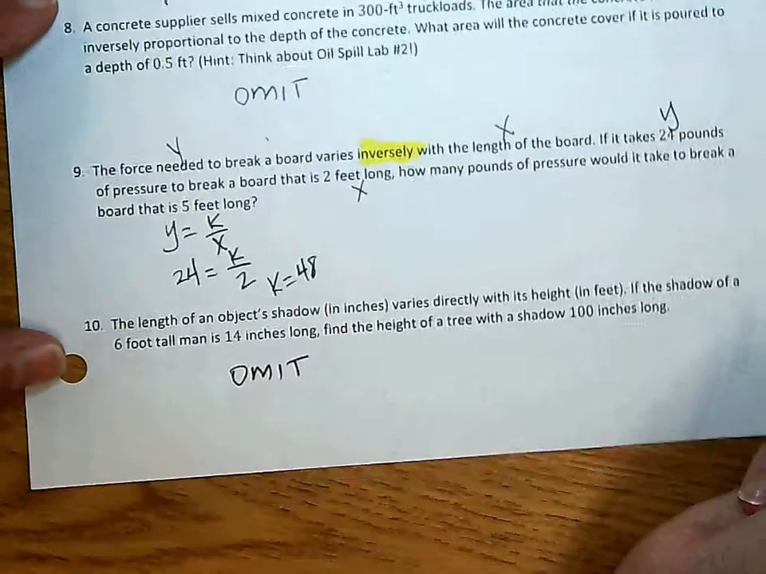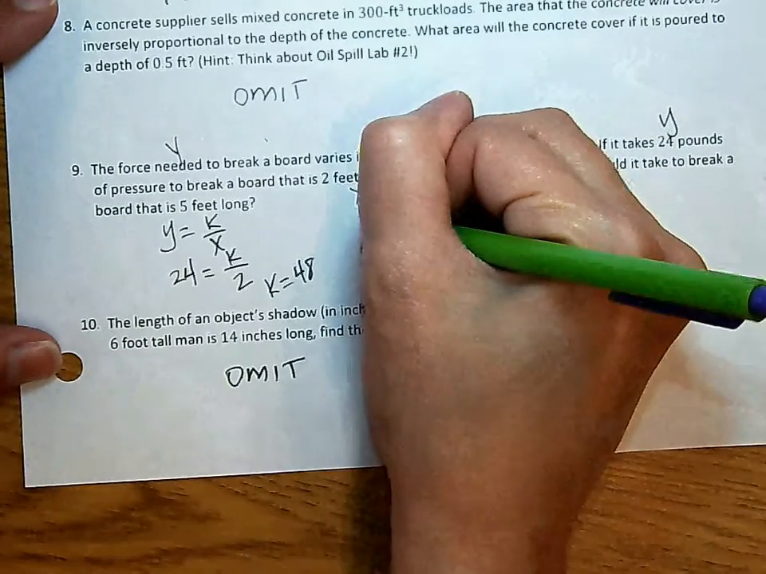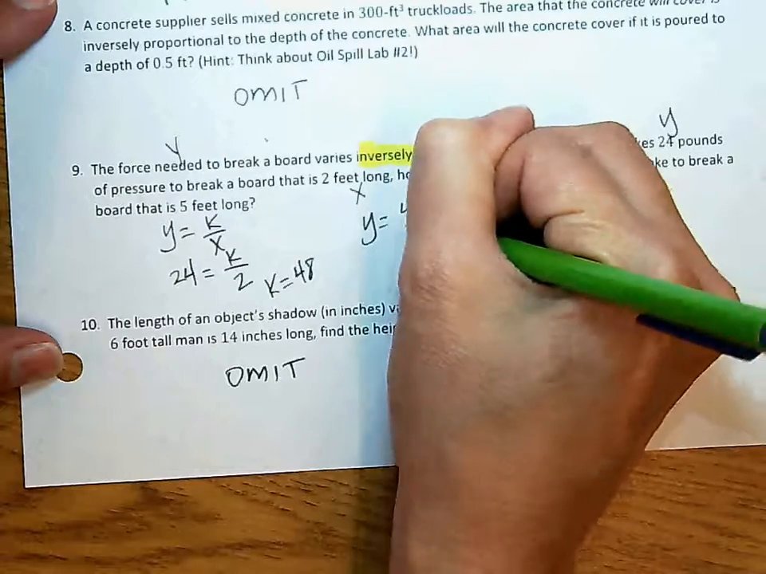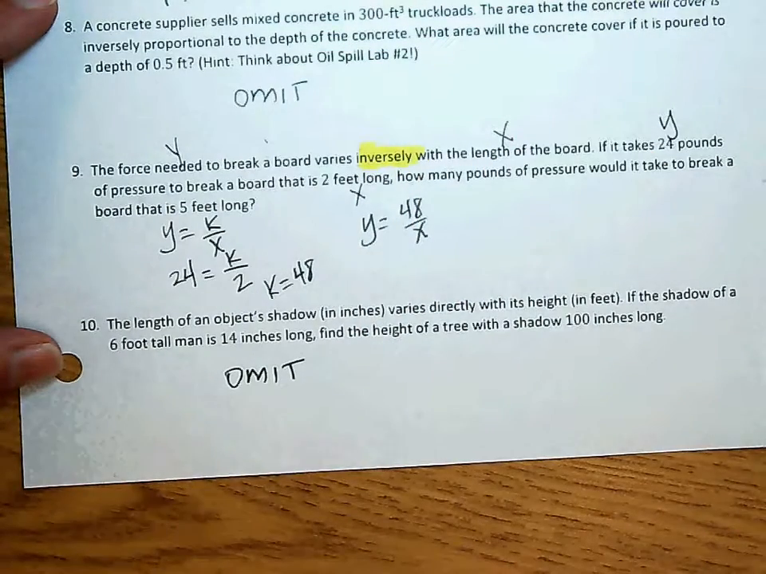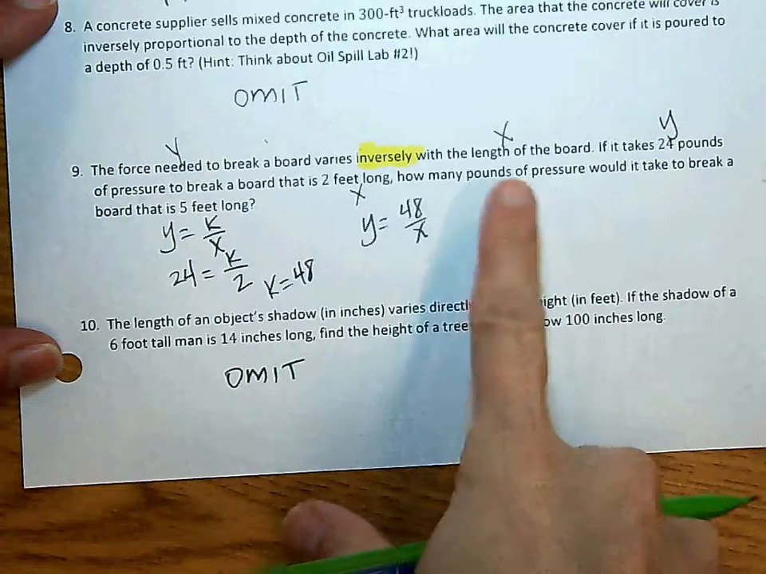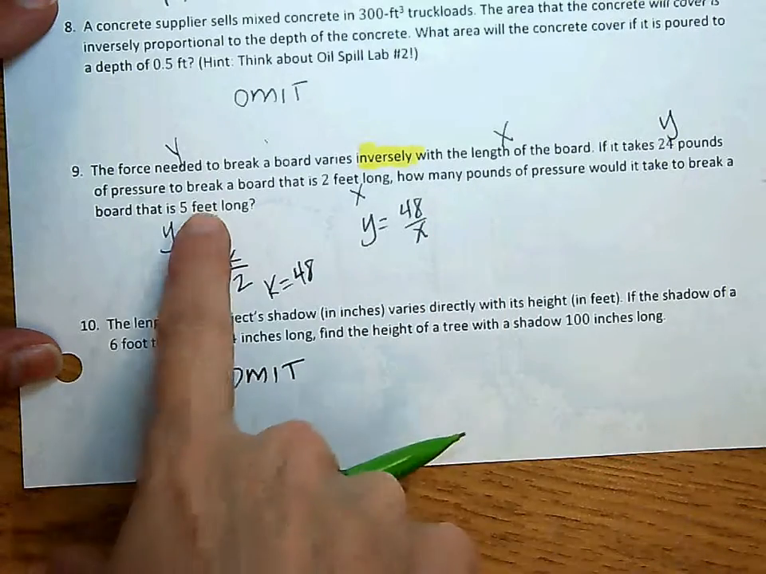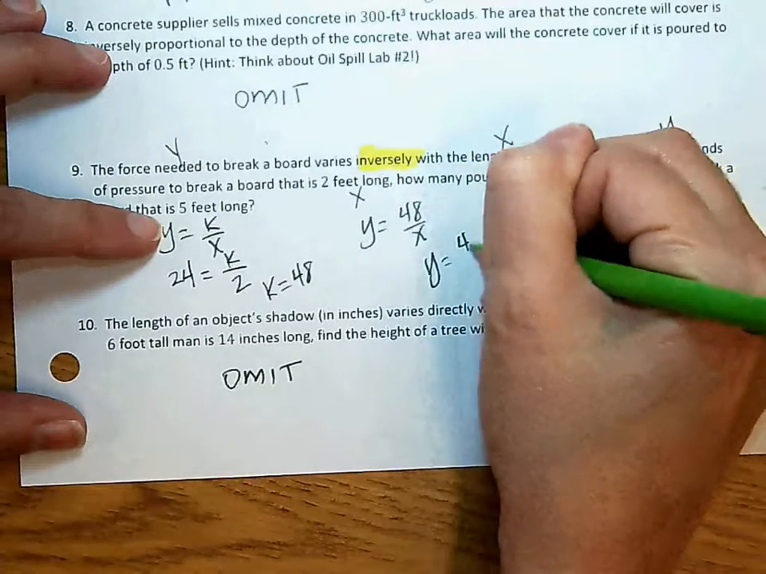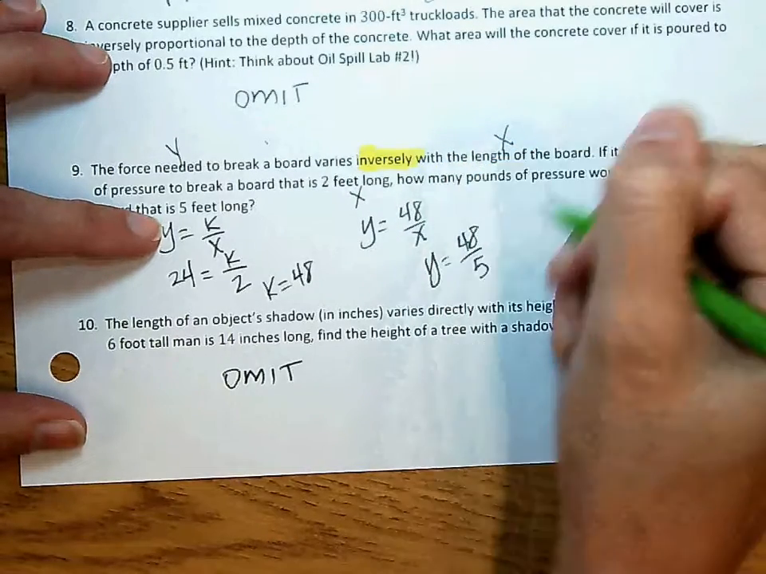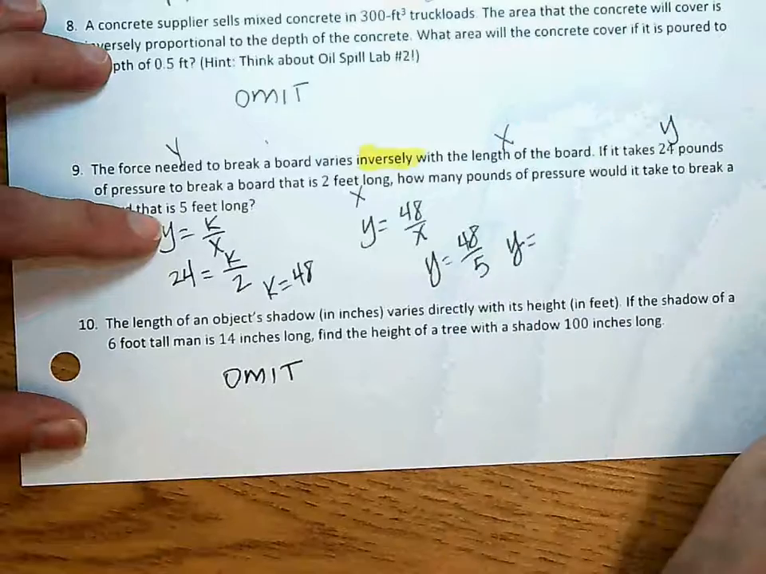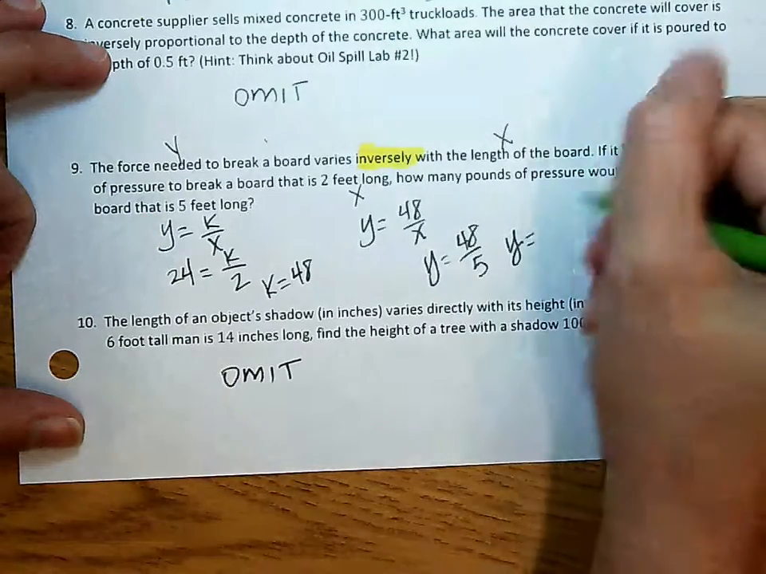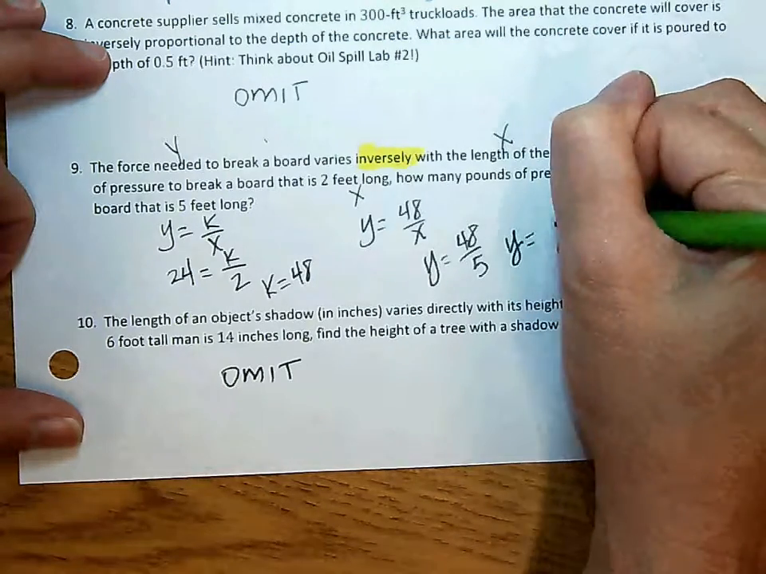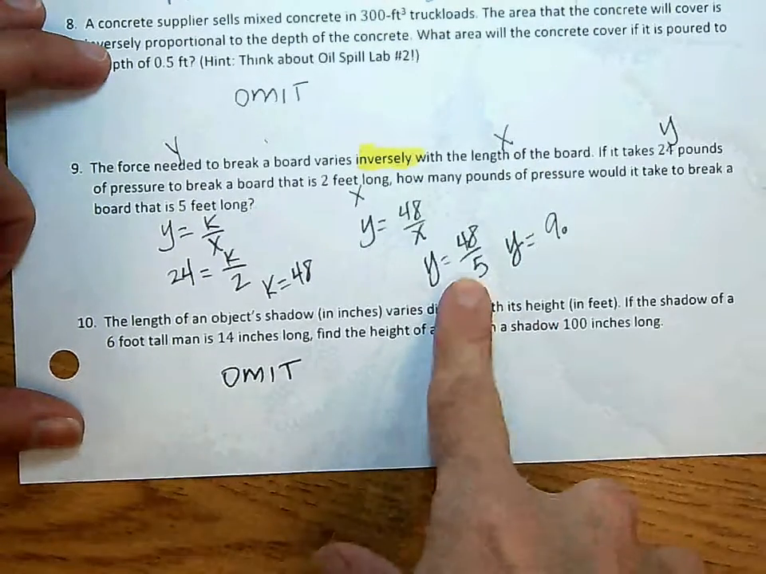K is 48. Rewrite it. Y equals 48 over X. Now what are we plugging in? For which one, X or Y? Good. So you're going to say Y equals 48 over 5. So Y equals, somebody give that to me. 9.6 pounds. Yeah, 48 over 5 is 9.6.